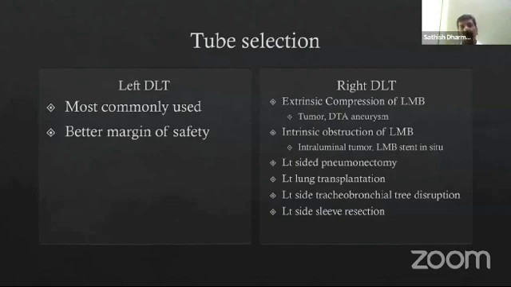But there are certain indications where you have to use right DLT. What are the conditions? First is extrinsic compression of the left main bronchus, like tumor or descending thoracic aortic aneurysm or arch of aorta aneurysm, which compresses where you can't force the left bronchial lumen. Or if there is an intrinsic compression, like intraluminal tumor, or if the pulmonary medicine physician places a stent in the left main bronchus for tumor or anything, you can't place the left DLT. Or if the surgeon plans to do a left-sided pneumonectomy or sleeve resection or major transplant, then you have to choose right DLT.